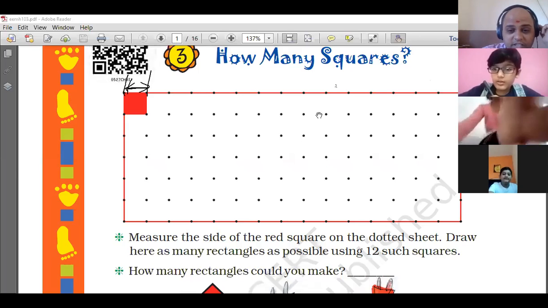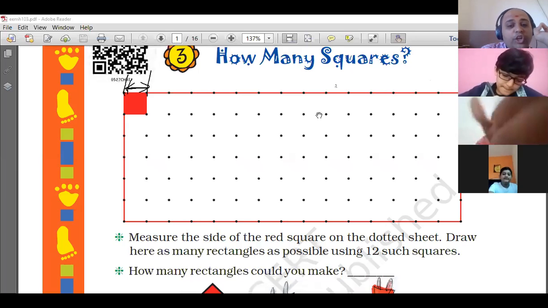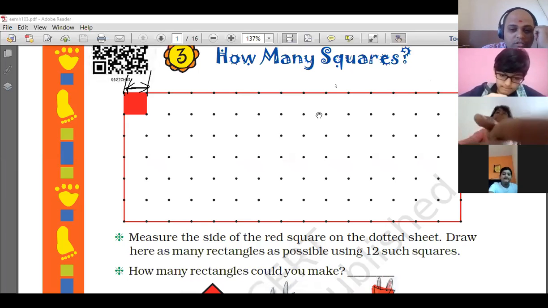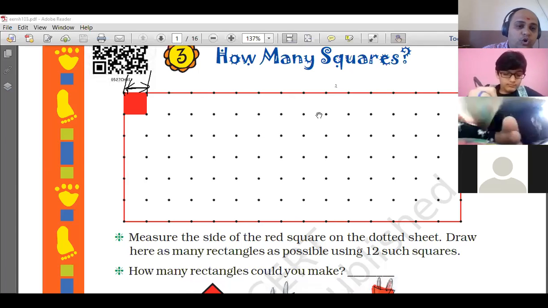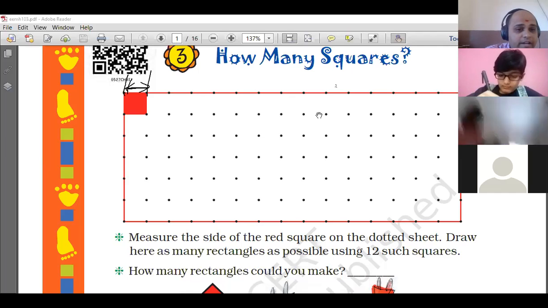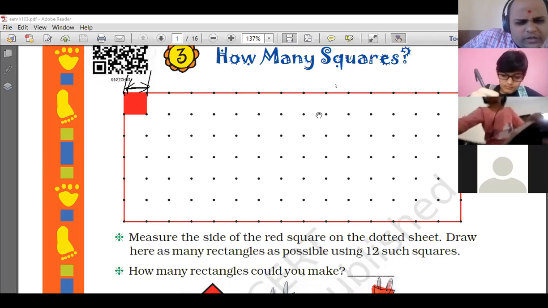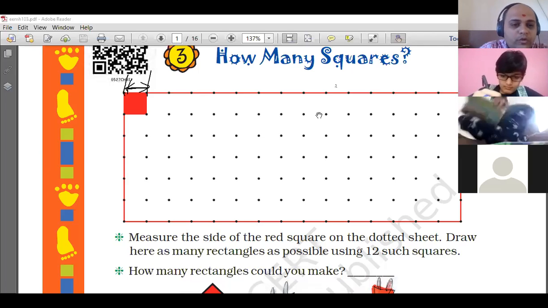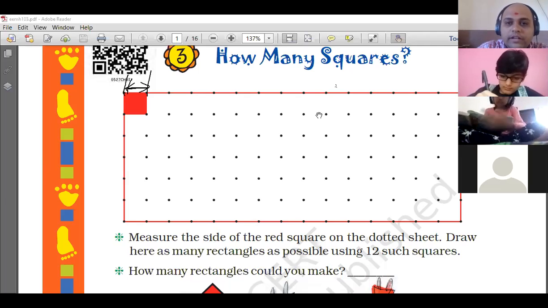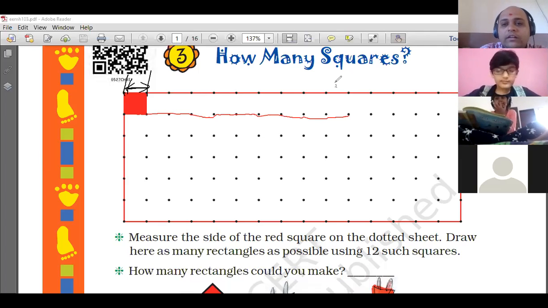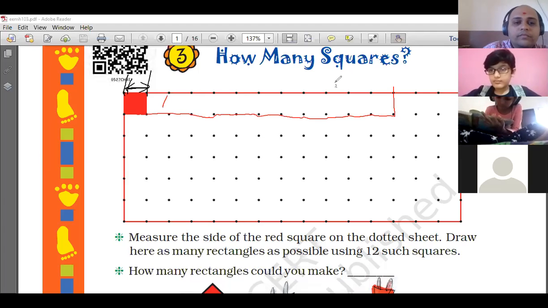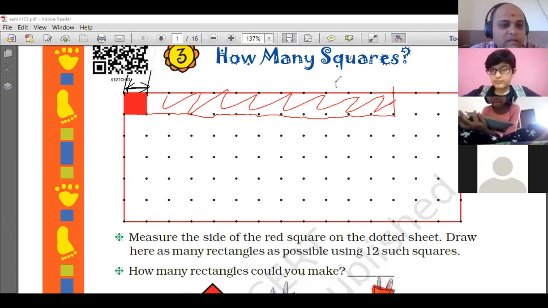Now, what they are saying is draw here as many rectangles as possible using 12 such squares. Using 12 such squares, you have to draw rectangles. Make sure it is a rectangle, so you cannot draw a square here, or can we? Let's see. I'm going to count this one itself as one of the rectangles. So, I can go in simple ways: 1, 2, 3, 4, 5, 6, 7, 8, 9, 10, 11, and 12. Is that a rectangle?